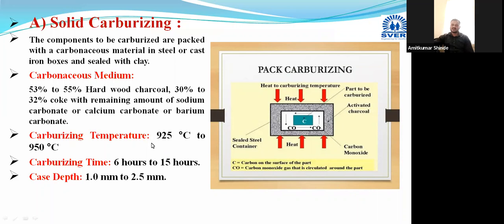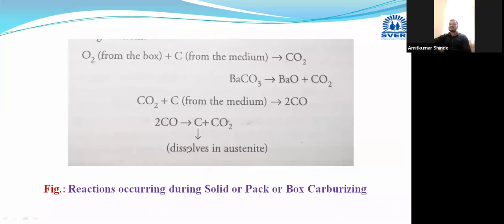This is the generally used temperature range for solid carburizing. The carburizing time is 6 to 15 hours, and we will end up with a case depth of 1 to 2.5 millimeter. During the heating process and this holding time, the carbon from this medium will diffuse onto the surface of this component. How it diffuses is explained in the reactions shown here.